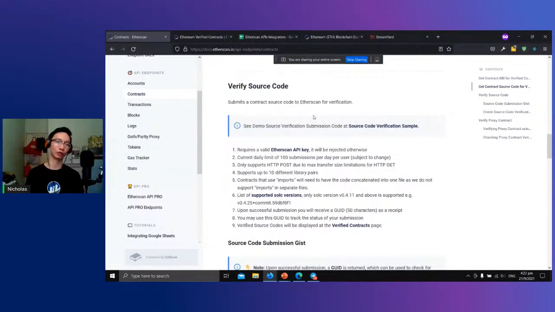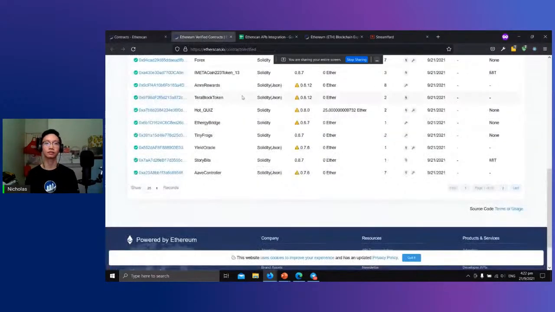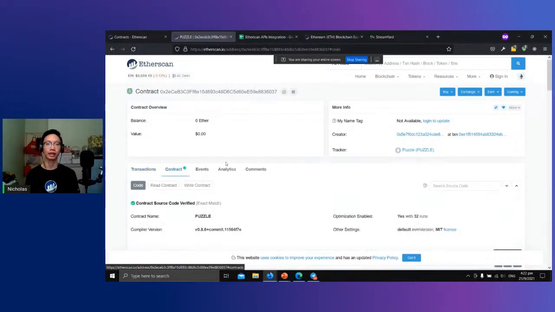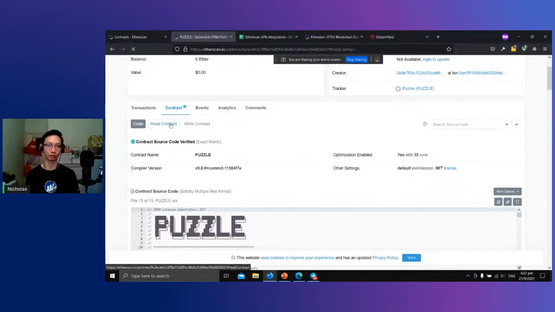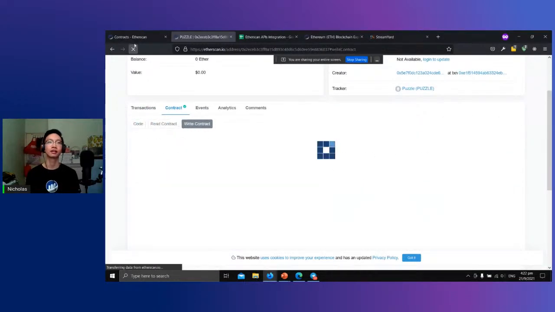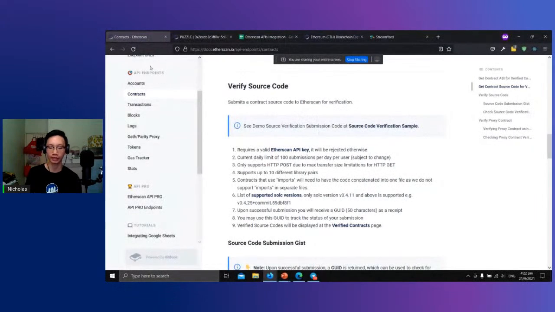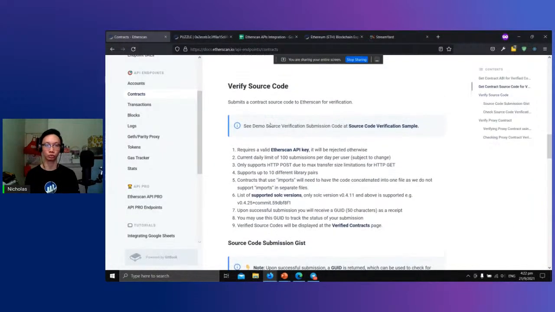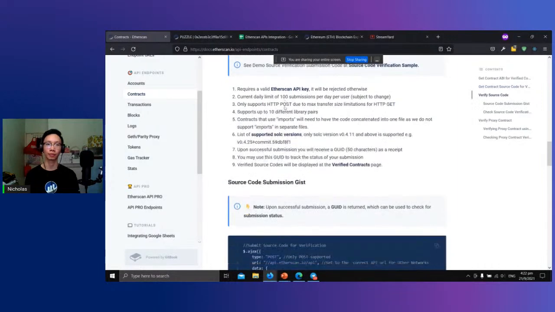Okay, next, this is verify source code, something very important. A verified contract on Etherscan, as you may have seen, has this check mark, and you will be able to perform cool things like read contract and write contract. If you're a dev and you have a lot of contracts to submit, you can do it one by one, but of course, a more productive way would be to use the API to do so.